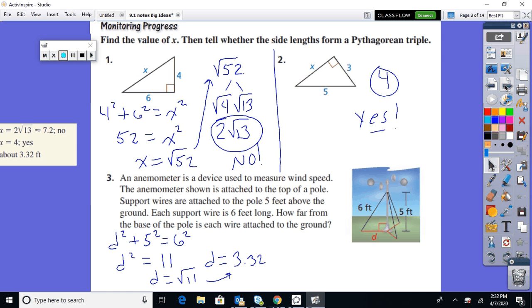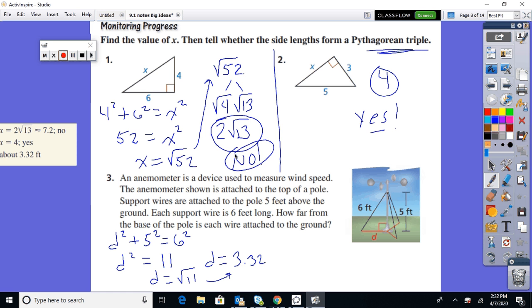All right, so hopefully you're back to me now. And here we go. The first one, missing the hypotenuse, so 4 squared plus 6 squared is x squared. 16 and 36, you've got the square root of 52. Now when you break 52 down, 4 is a perfect square that's hidden inside of 52. Rewrite 52 as 4 times 13. Square root of 4 is 2. So 2 roots of 13. It's not a Pythagorean triple. So this one wanted you to answer that question as well. So that is no, because it's not an integer.